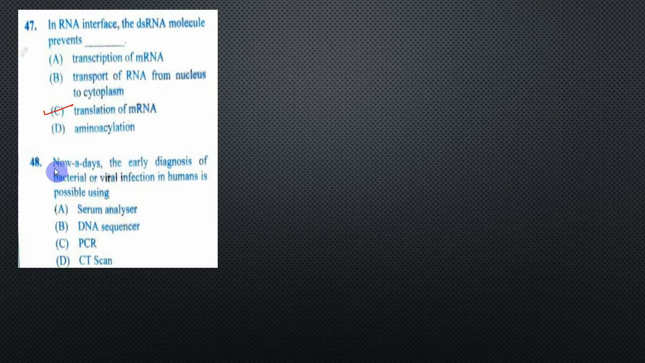So the next question is, nowadays the early diagnosis of bacterial or viral infection in the humans is possible using option A, serum analyzer, B is DNA sequencer, C is PCR, D is CT scan. The answer for this question is PCR only. That is polymerase chain reaction, which can be used for bacterial or viral infection. So even in the case of coronavirus diagnosis, we use a special kind of PCR called as the RT-PCR.